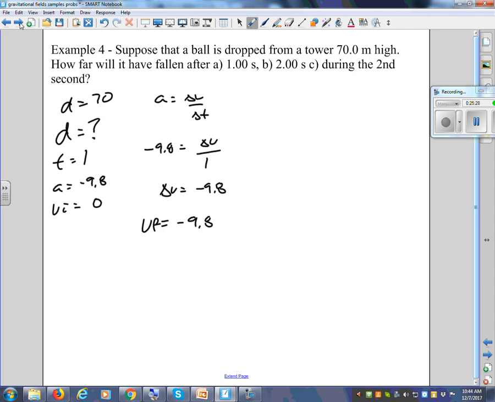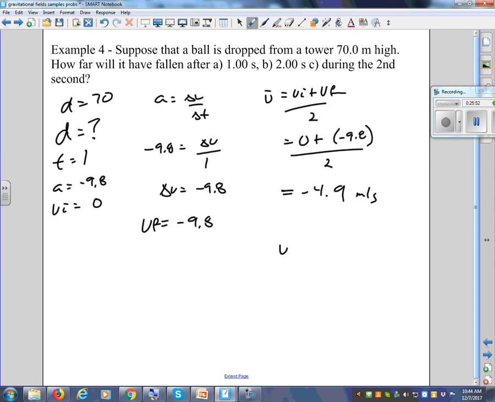But now I need to get the displacement, so I'm going to have to find the average. V bar equals VI plus VF over 2. 0 plus minus 9.8, all over 2. That's minus 4.9. So the average is minus 4.9. And now you go V bar equals D over T. Minus 4.9 is equal to D over 1 second. It drops 4.9 meters in 1 second.